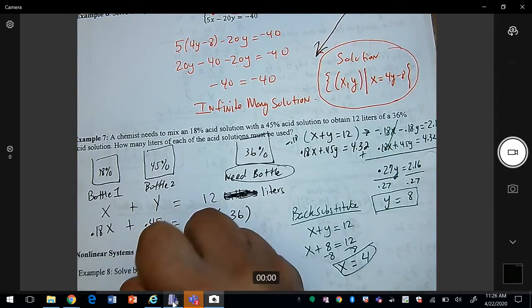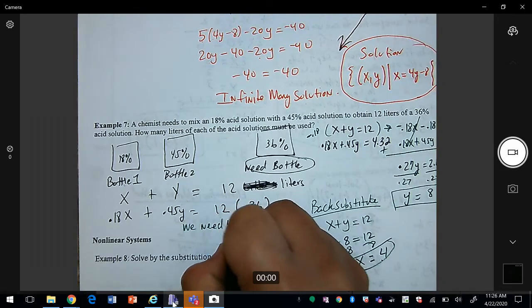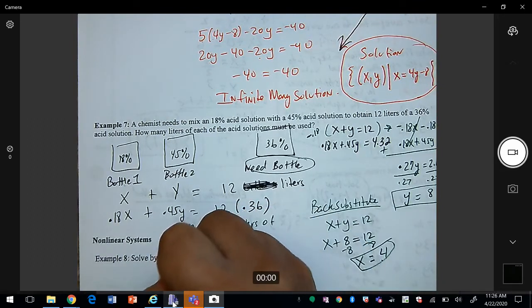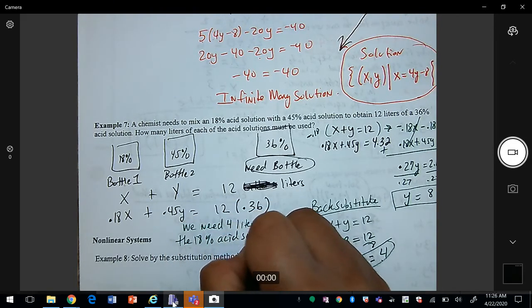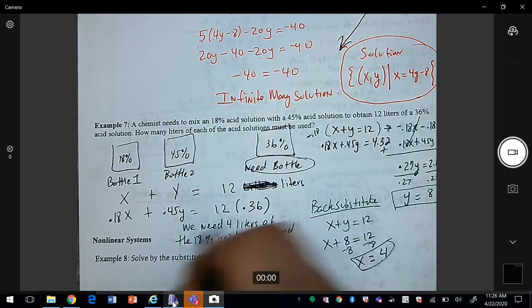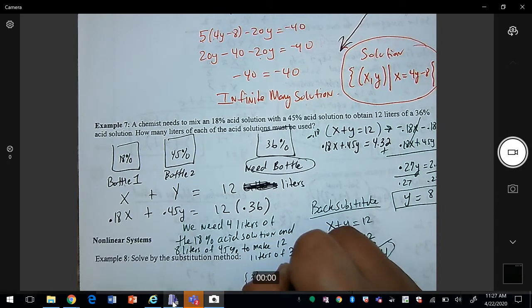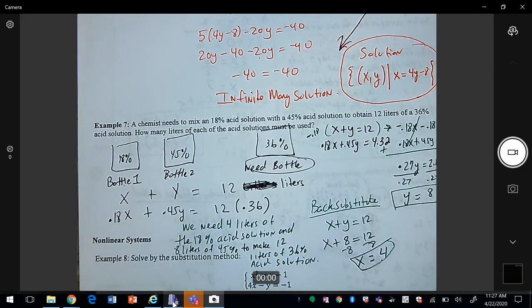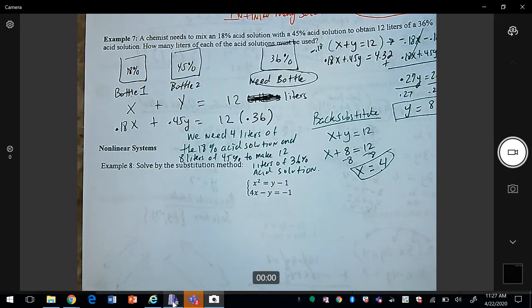Since this is a word problem, it's nice to write a sentence here. So we need 4 liters of the 18% acid solution, and we need 8 liters of the 45% to make 12 liters of 36% acid solution. Okay, so let's look at example 8.